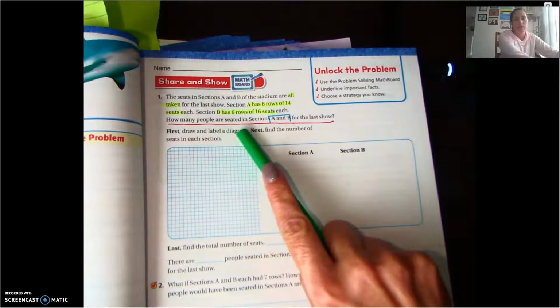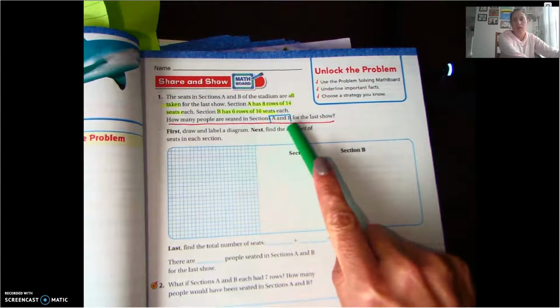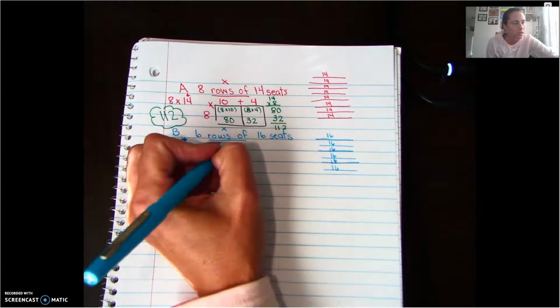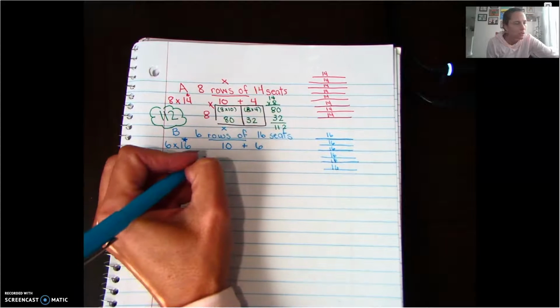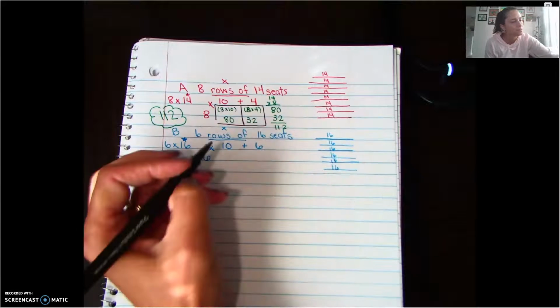Okay, does that answer our question of how many people are seated in sections A and B for the last show? Nope. That means we only know what's in section A. So now we have to figure out what's in section B. We know how to do this. First step, we're going to expand our numbers. We've got 10 plus 6. We can't expand 6 anymore because it's already ones. So we put just one row here, times. Let's draw our box.